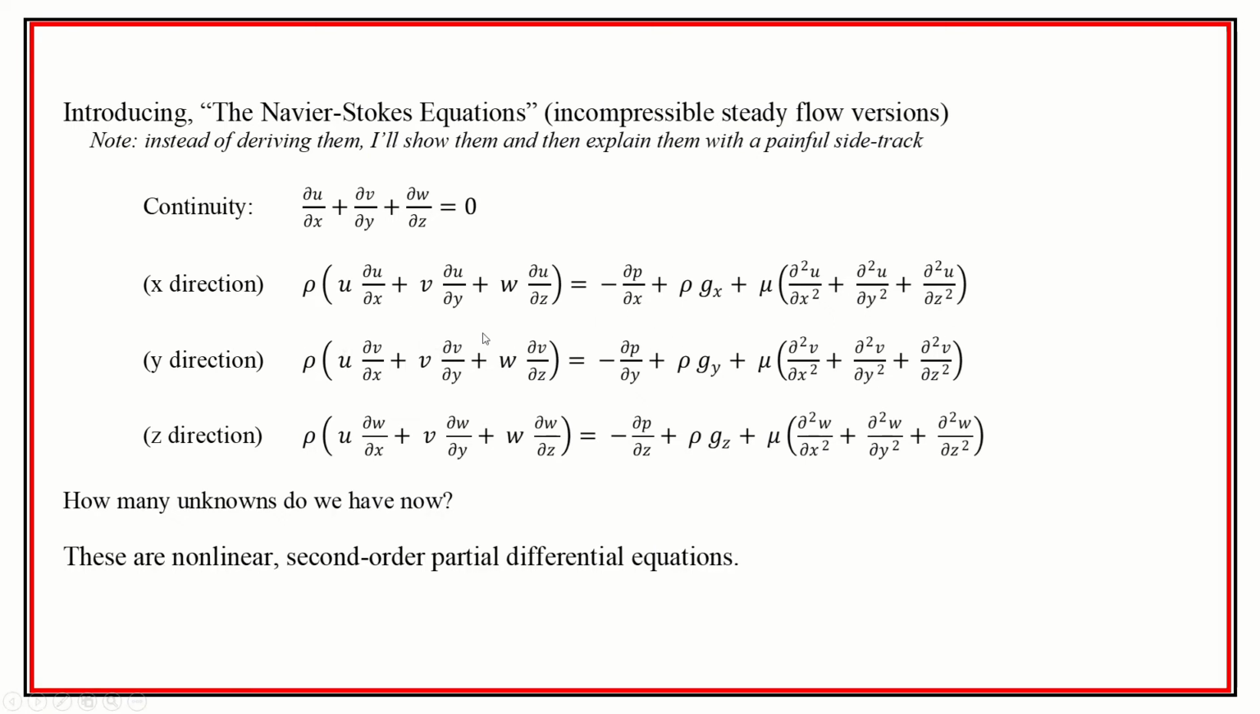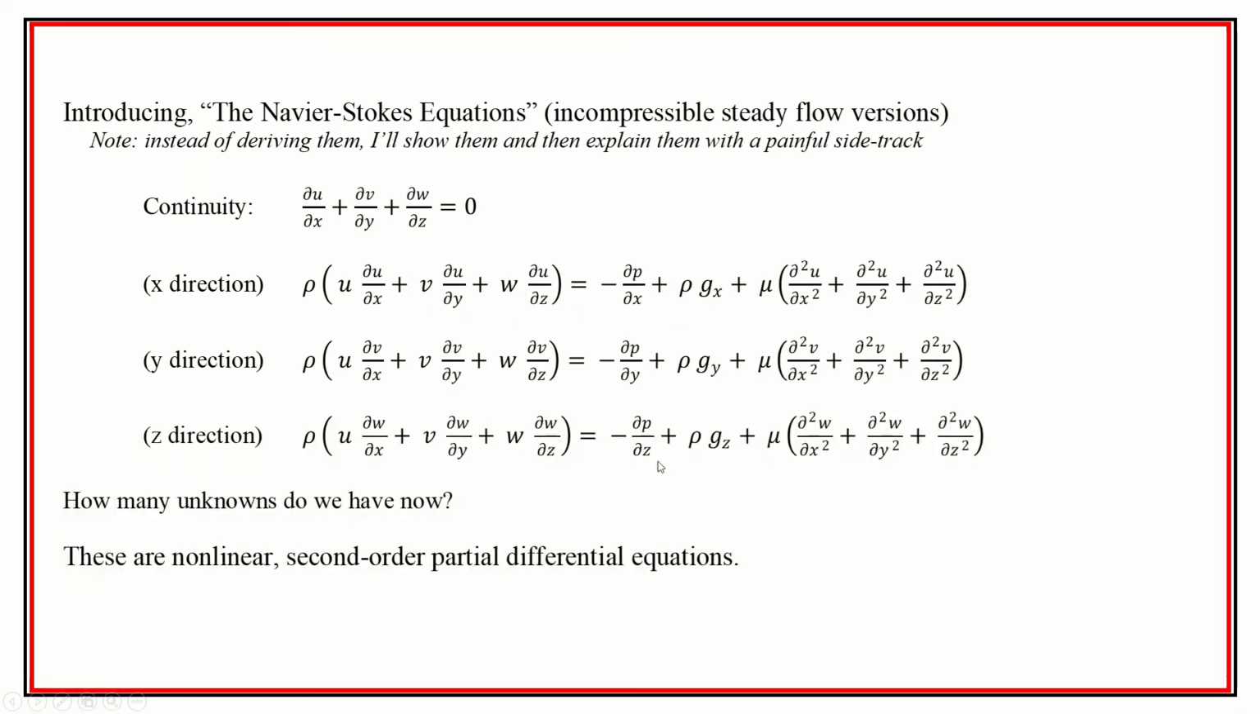And you can see that these are partial derivatives with respect to position, and there are second-order partial derivatives with respect to position. And that makes them nonlinear. It's kind of hard to say, but what we should know is we have 4 equations, and we really have 4 unknowns. So you're going, well, we should be able to solve them. But it's the fact that they're nonlinear second-order partial differential equations that makes it difficult to solve. The unknowns are the velocities u, v, and w, and the pressure p.